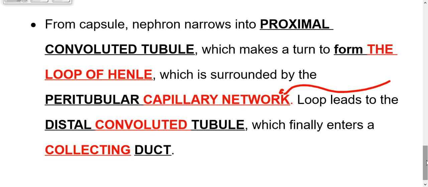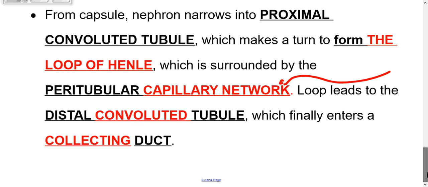The loop leads to a distal convoluted tubule. The word convoluted, by the way, kind of means twisty. So when we look at the diagram in a minute, the proximal and distal convoluted tubules are going to kind of twist and turn around. And then it enters the collecting duct where all the urine is collected together.